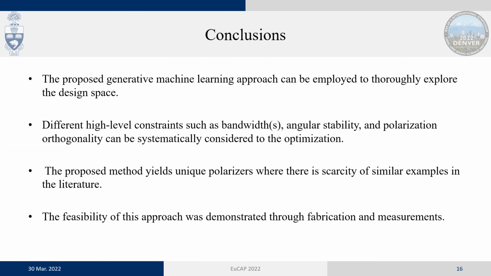In conclusion, we showed that the proposed generative machine learning approach can be employed to thoroughly explore the design space. Different high-level constraints such as bandwidth, angular stability, and polarization orthogonality can be systematically considered in the optimization process. The proposed method yields unique polarizers where there is a scarcity of similar examples in the literature. And finally, we demonstrated the feasibility of this approach through fabrication and measurements.